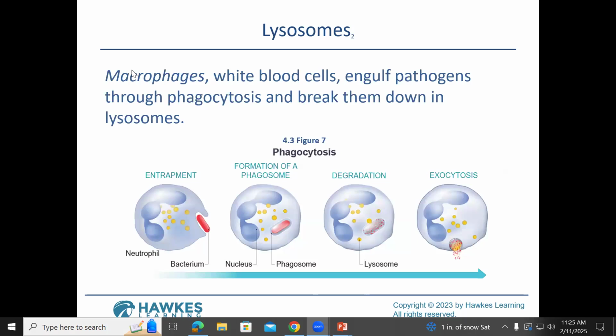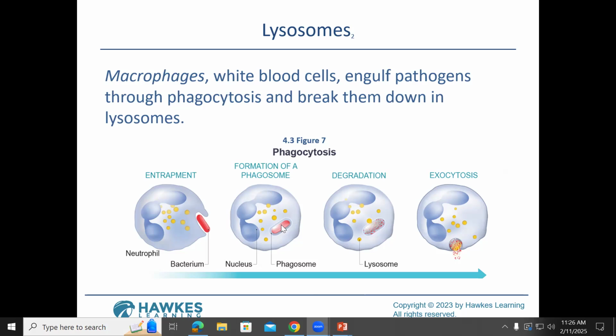Now, macrophages are white blood cells that engulf the pathogens through phagocytosis and break them down in the lysosome. You see, this is the bacteria. You see where my mouse is pointing? That's the red bacteria that must be destroyed. And this is the neutrophil. So the neutrophil is going to swallow and gobble the bacteria, and inside there is a phagosome.